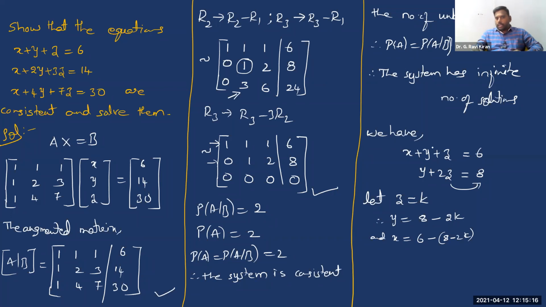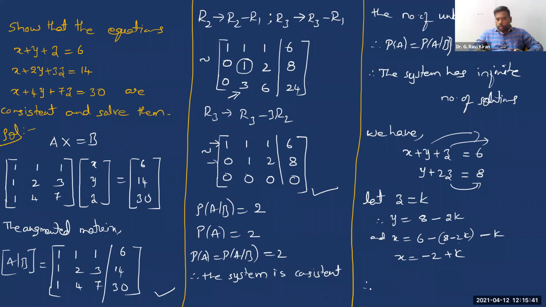See what you have here? You need to send y and z both to the other side: 6 minus y minus z. So I have written y minus z is k. If you simplify this, we'll get x is equal to, see how much you'll get here, 6 minus 8. 6 minus 8 is minus 2. Then minus of this, minus 2k plus 2k minus k. So when it is 2k minus k, we'll get k. So that's the value of x.